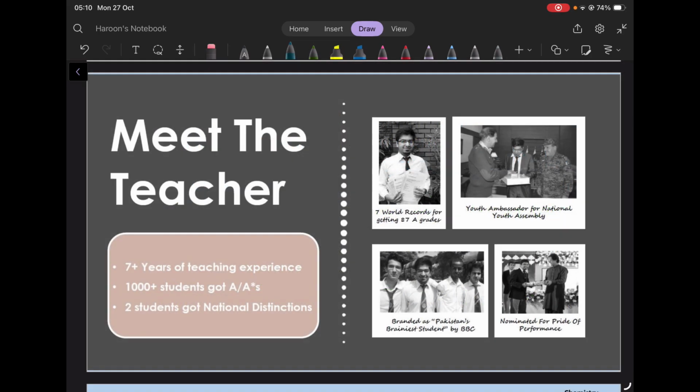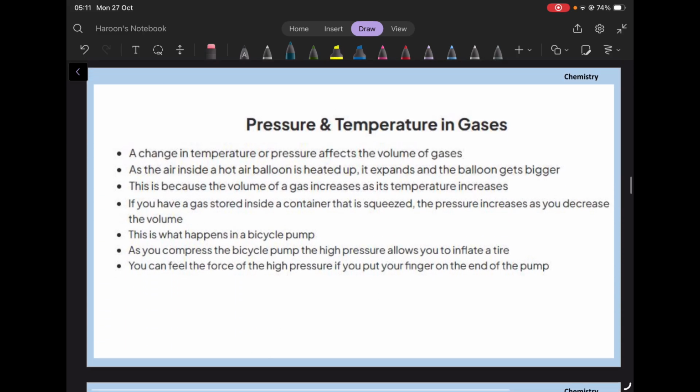Okay, so now we'll move on to the next section, which is the third section of this chapter, states of matter. So pressure and temperature in gases. You need to know a couple of relationships of pressure with temperature as well as volume, and temperature with volume as well. This is examinable for chemistry as well as physics. So pressure has a direct relationship with temperature. This means direct relationship when both things are in the numerator. Pressure has an inverse relationship with volume, and temperature and volume, they have a direct relationship with each other.